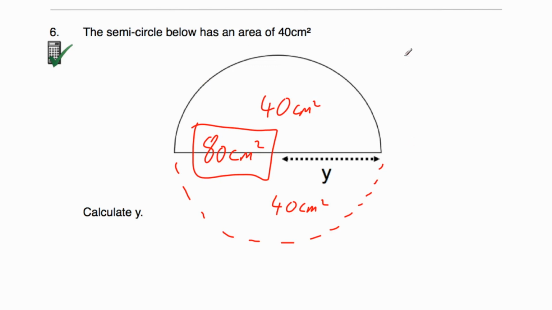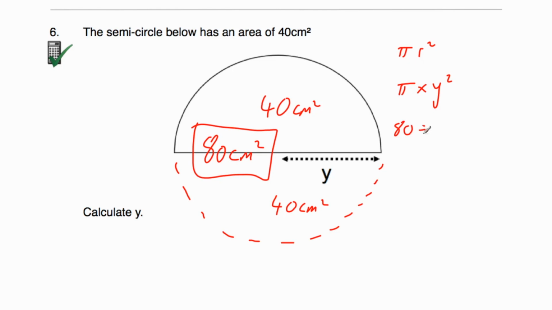Now to find the area of the circle, we use the formula pi r squared, or in this case, pi times the radius, which is y, squared. So to get the area of the circle, we would have done pi times y squared, and the answer would be 80. So we can work backwards. Normally, we square the radius and times it by pi.